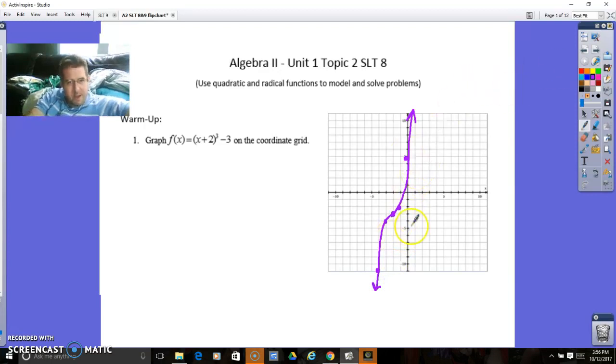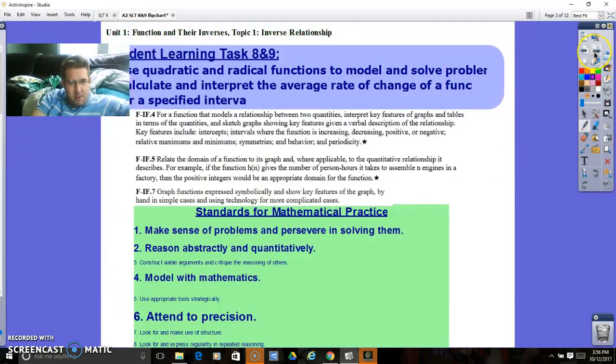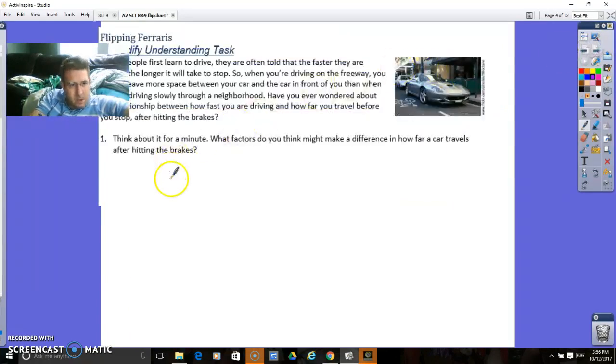Okay, so if I did the inverse of this, it would be going this direction like that, and that would still be a function. Which we're going to be doing today: the inverse of a quadratic, which is a squared. All right, so solidifying.